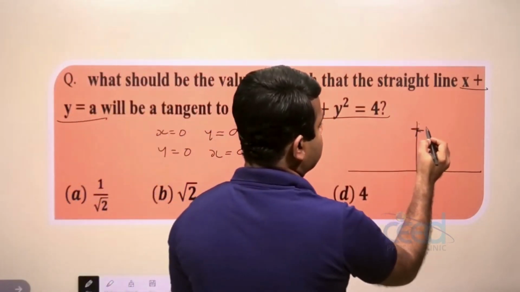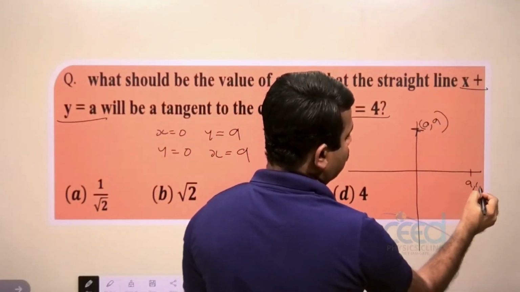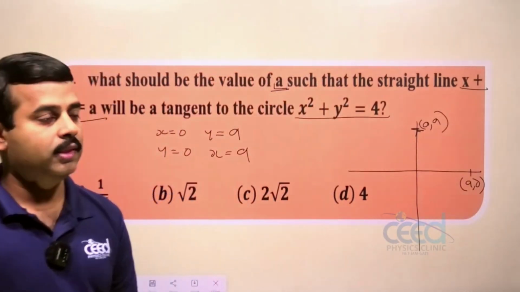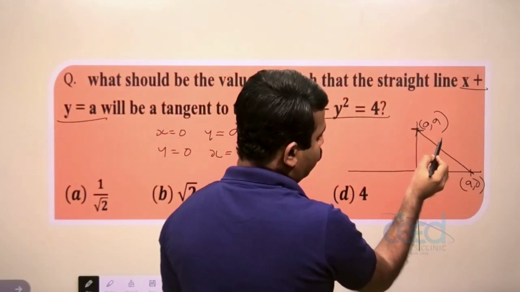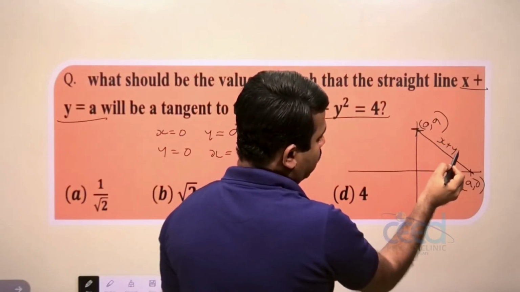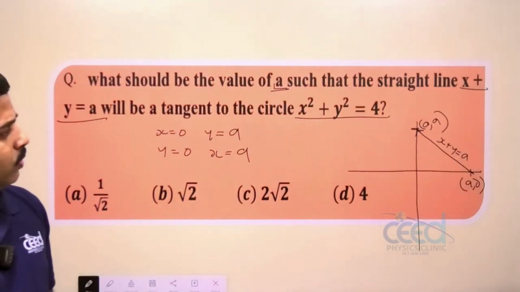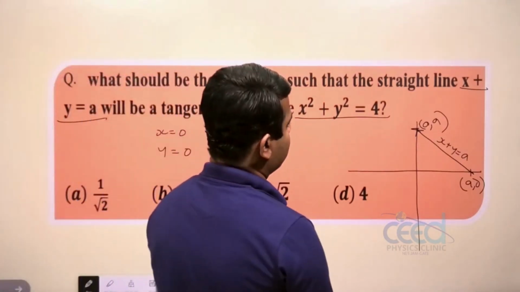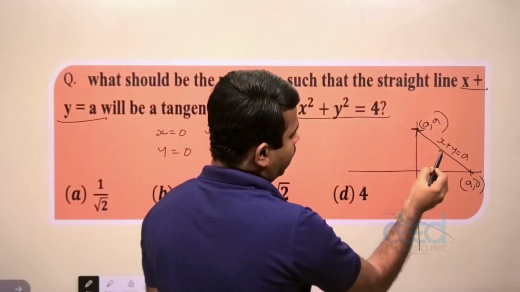0 A point is this, right. This is A0, right. This is A0. Now this is that straight line x plus y is equal to A, alright. Now this should be a tangent to the circle of radius 2, which means this circle should be like this, right.